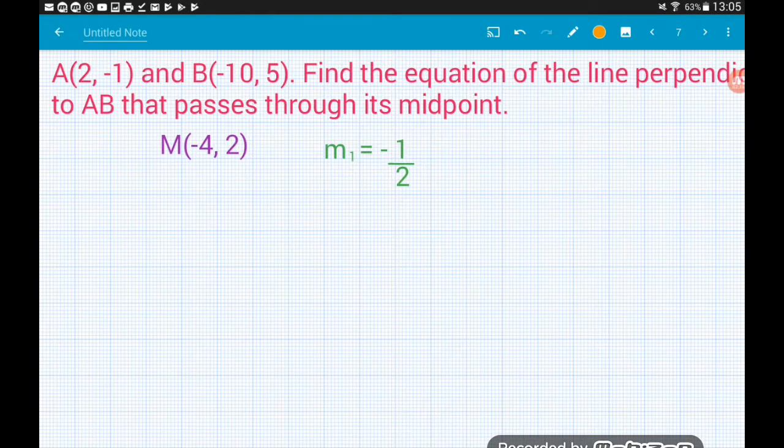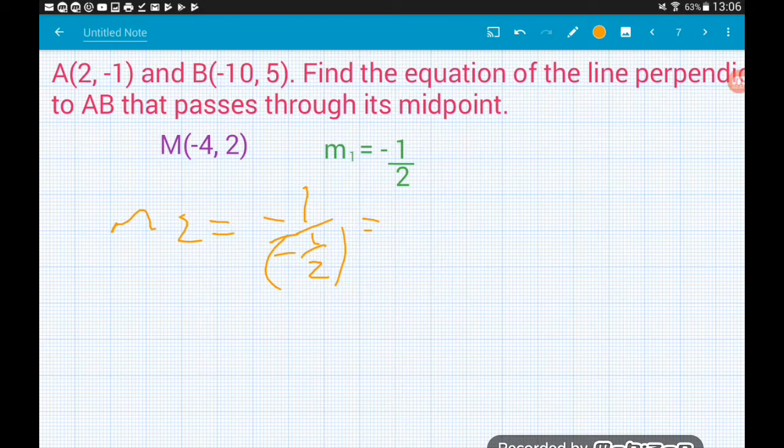Okay, so now we've got the ingredients that we need to find our perpendicular line that passes through the midpoint. We've got the midpoint, we've got the gradient of our first line. Now we can work out everything we want to about the perpendicular line. So let's first of all work out its gradient. So here we know then the gradient of AB is -1/2. So the gradient M2 of our perpendicular line is -1 divided by -1/2.